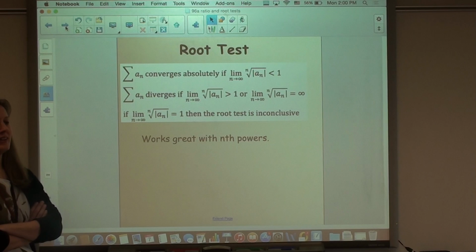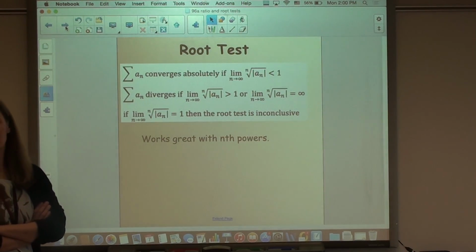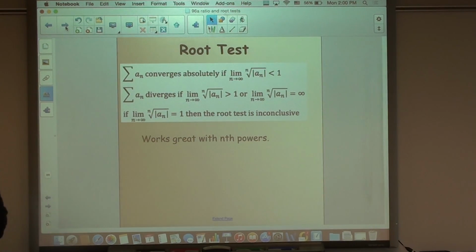So the root test is a quick test, but it only is really useful in very specific types of problems. Those types of problems are problems where everything is to the nth power. The reason that it works well when everything is to the nth power is because the root test requires that you take the nth root. And that way, when you take the nth root of the nth power, the powers cancel.